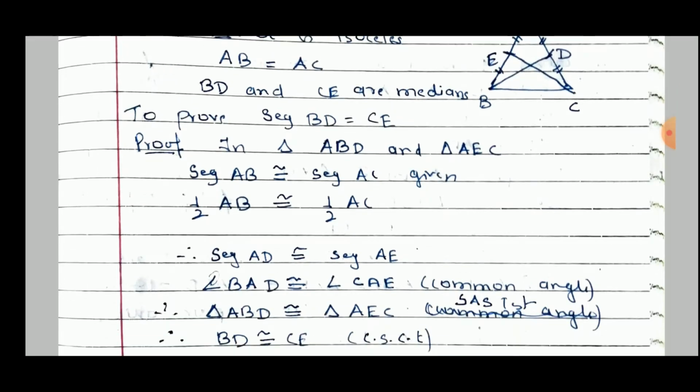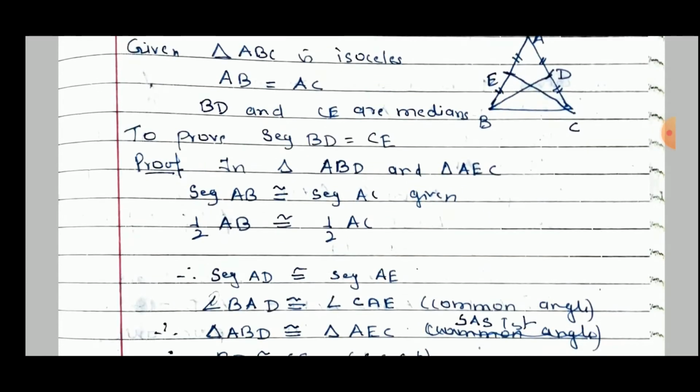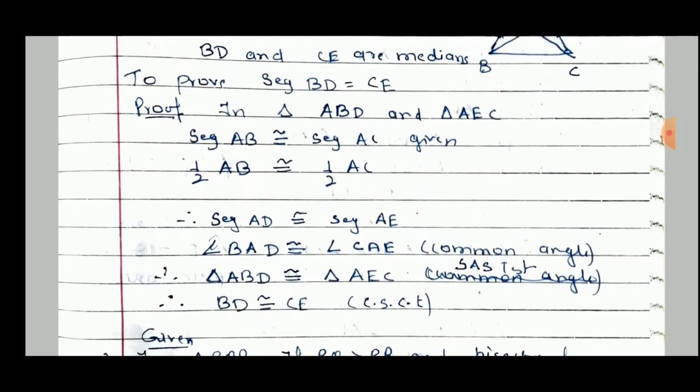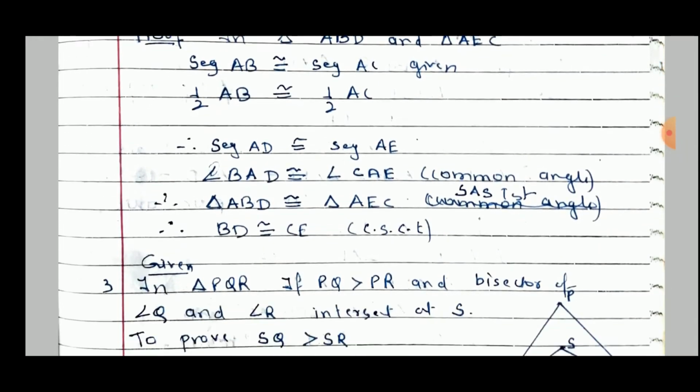Therefore triangle ABD is congruent to triangle CAE, with a common angle, and therefore triangle ABD is congruent to triangle AEC by the SAS test. So BD is equal to CE. Now the third one.